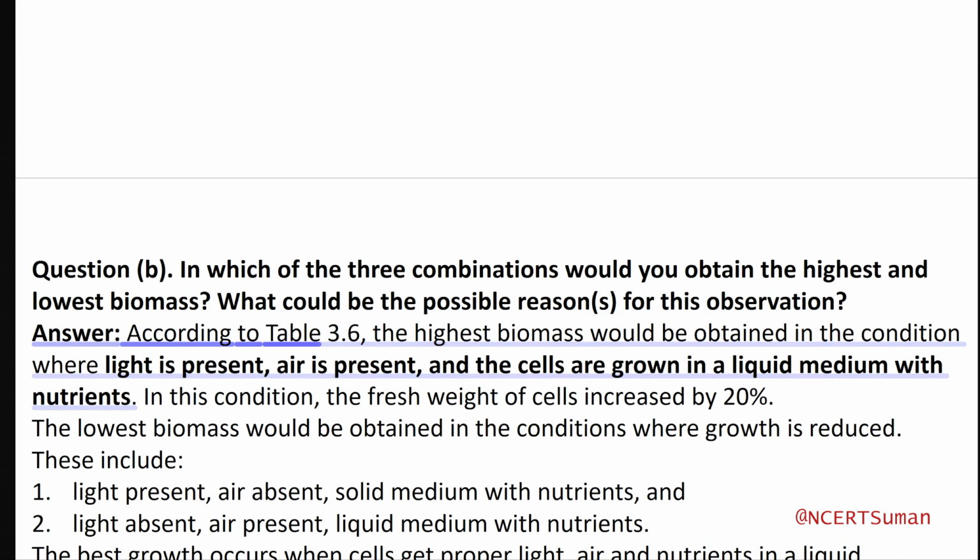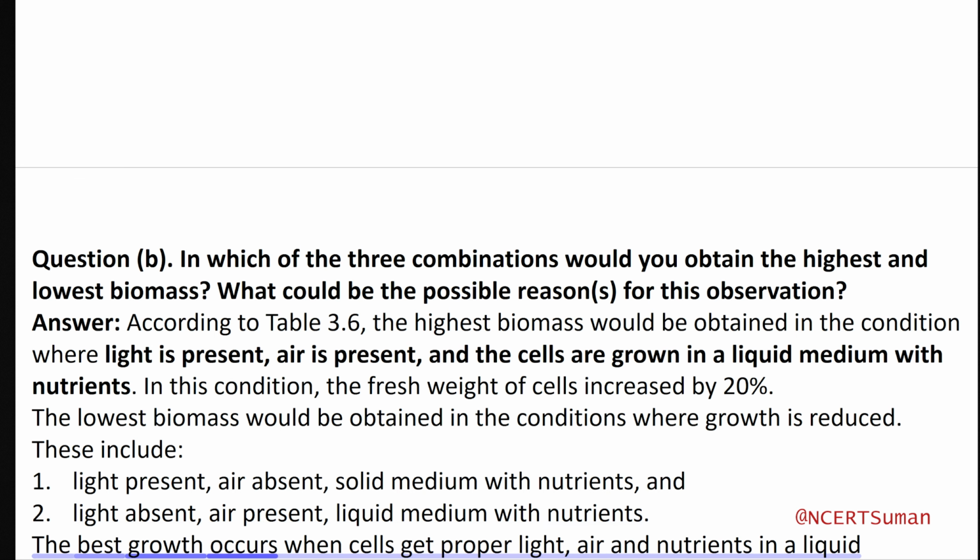Answer: According to Table 3.6, the highest biomass would be obtained in the condition where light is present, air is present, and the cells are grown in a liquid medium with nutrients. In this condition, the fresh weight of cells increased by 20%. The lowest biomass would be obtained in the conditions where growth is reduced. These include 1. Light present, air absent, solid medium with nutrients, and 2. Light absent, air present, liquid medium with nutrients.